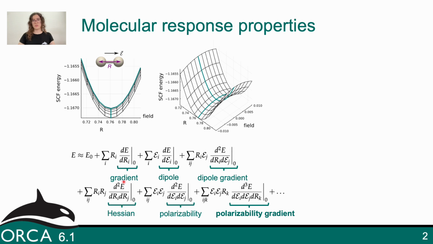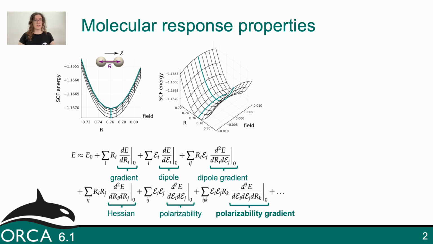So we need the Hessian, which is the second derivative of the energy with respect to geometric displacement. And from that we get the positions of the vibrational frequencies, and we also need the gradient of the polarizability tensor, which is already a third derivative of the energy, twice with respect to electric field and once with respect to geometry. And the polarizability gradient will give us the intensities that correspond to any given vibrational mode.